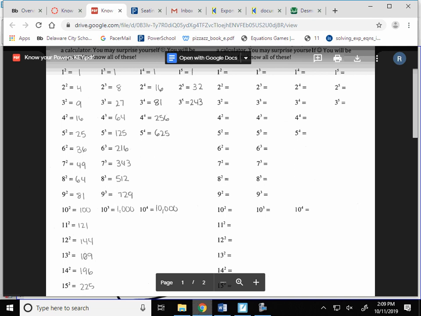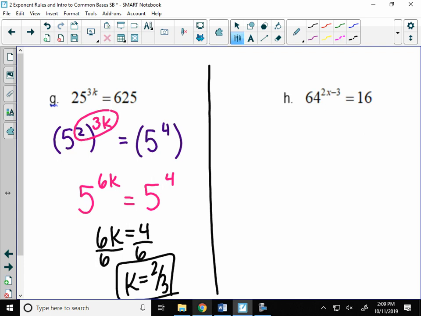You could actually also use 2 though. 16 is 2 to the 4th, and 2 to the 6th is 64. So actually 2 or 4 could work as the same base. I'm going to use the 4s since I can see them both on my chart here. So we write 64 as 4 to the 3rd. Remember, I have the same exponent. And 16 is 4 squared.